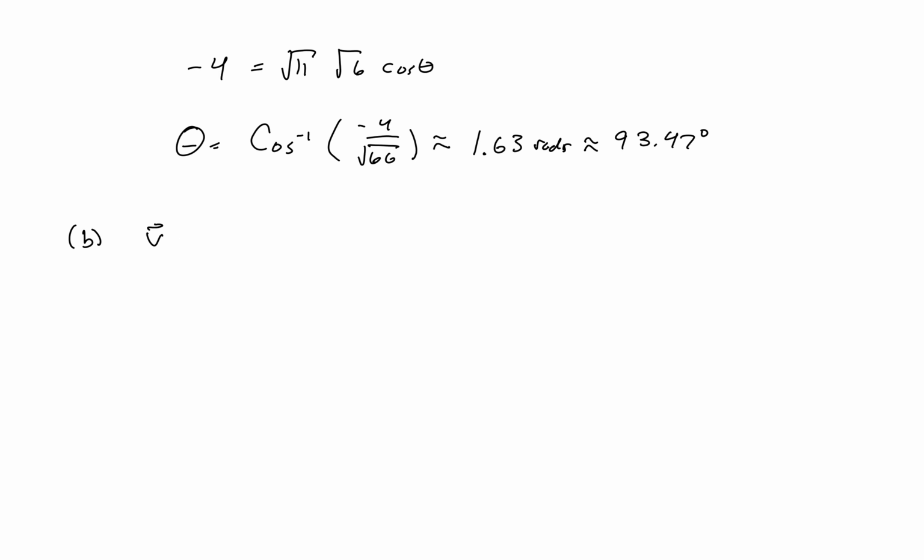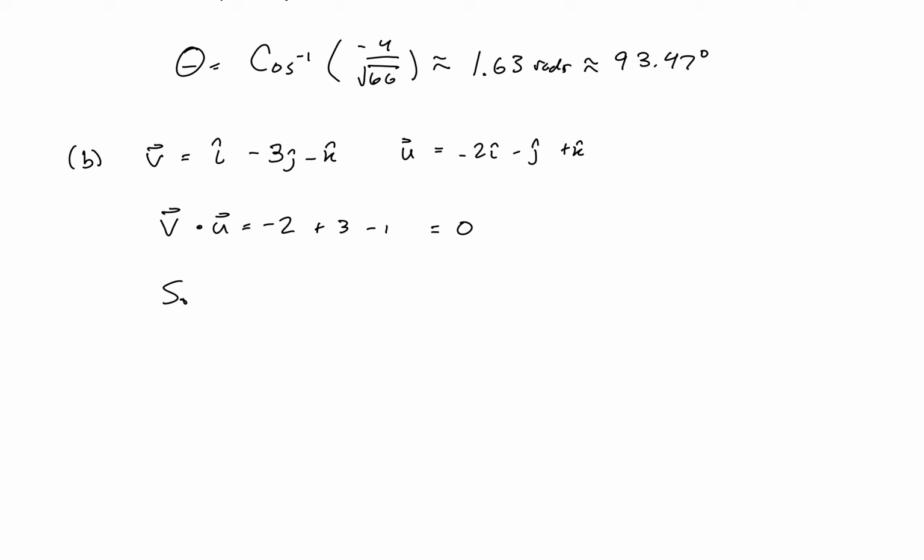So let's say v is i minus 3j minus k, and u is minus 2i minus j plus k. So same v, we've just changed our u here. So v dot u in this case is minus 2, and then plus 3 and minus 1. So this is 0. So this tells us that v is actually perpendicular to u.